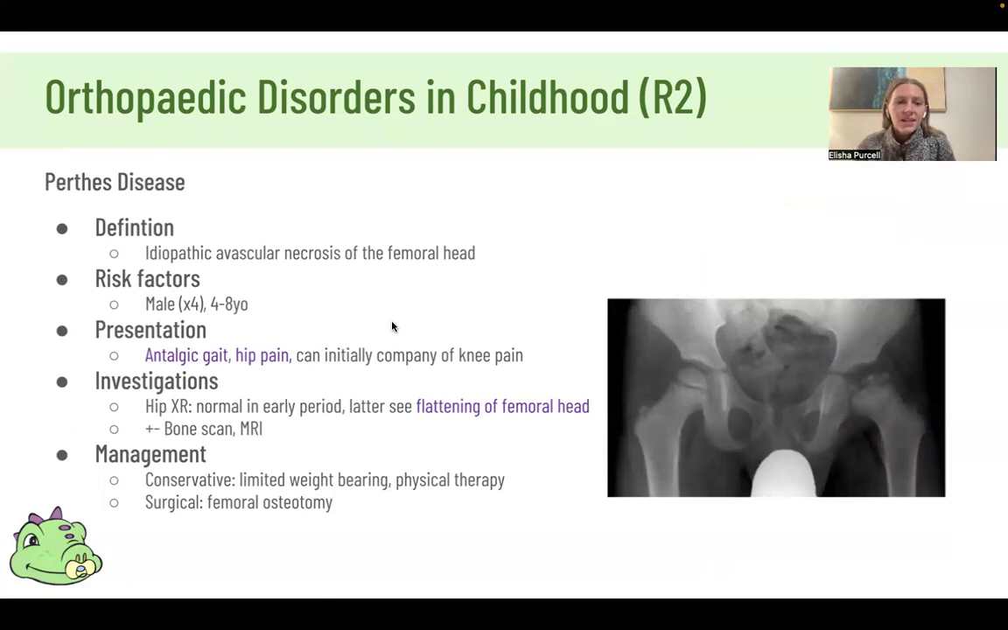Next one's Perthes disease. What is it? It's idiopathic avascular necrosis of the femoral head. Risk factors: male, 4 to 8 year old age bracket. Buzzwords for this one: they present with an antalgic gait, and on a hip X-ray you get flattening of the femoral head. Management is conservative and surgical, so 2 arms there. But yeah, main thing, you get this flattening here, as you can see, of the femoral head, and they'll often say they present with an antalgic gait.